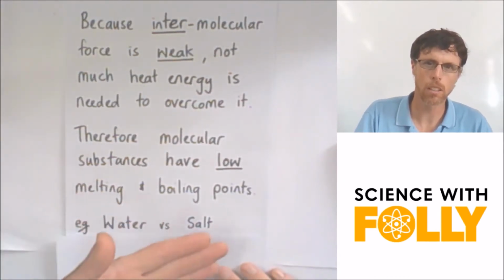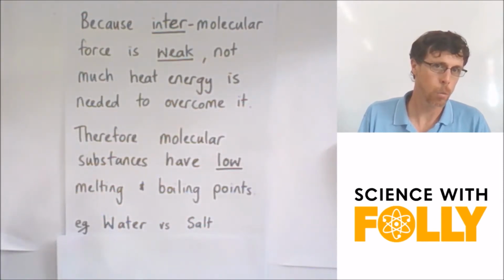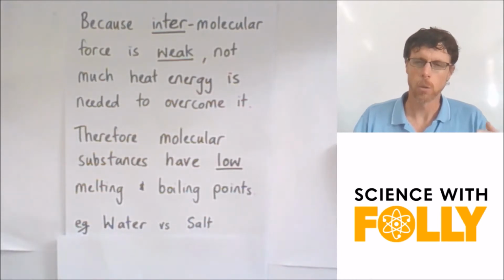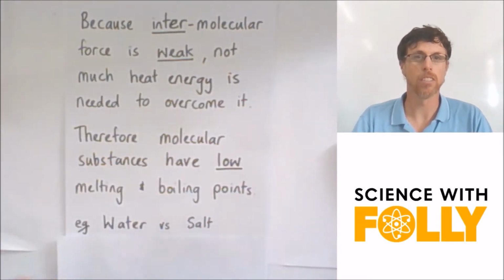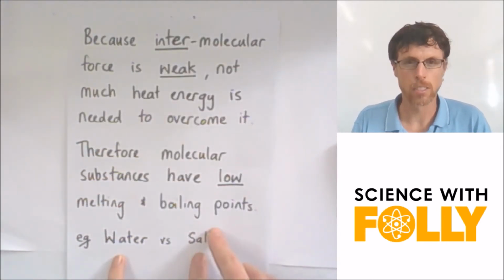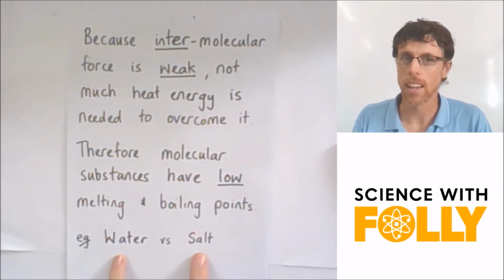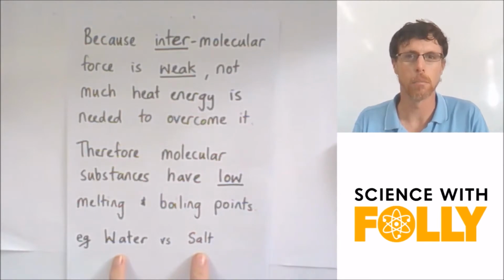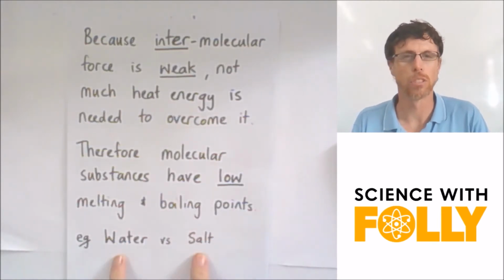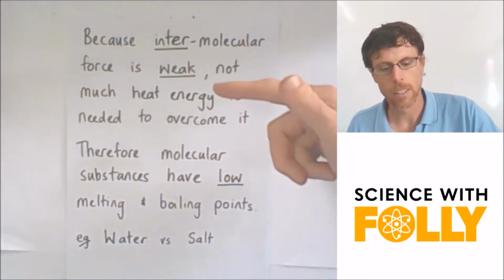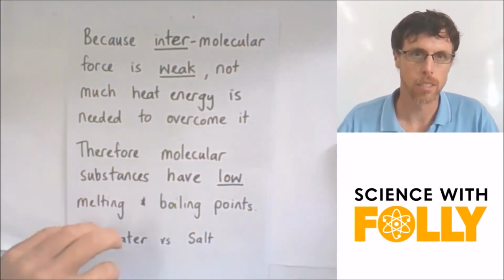For example, water and salt. Water melts at 0 degrees, it boils at 100 degrees, whereas salt takes a lot more energy to melt it and to boil it even more. Why? Because remember, the particles within salt are ions, and ions are held together by ionic bonds which are very strong and need a lot of heat energy to break, whereas the particles in water are water molecules, and those water particles are held together by weak intermolecular forces.